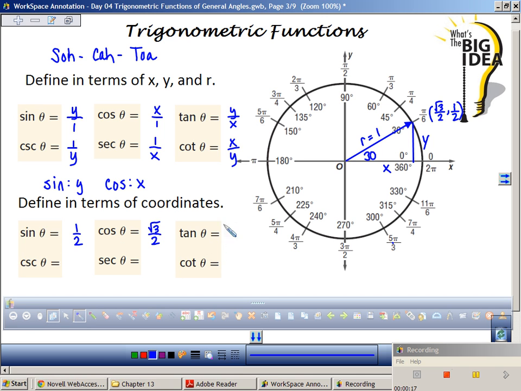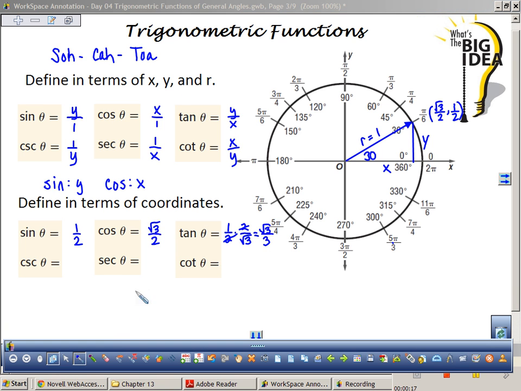Tangent is y over x, which would be, I'm going to skip a step here, 1 half divided by root 3 over 2, which would be 1 half times 2 over root 3, correct? But you can't have a square root in the denominator, so if you multiply top and bottom, the denominator, it would be root 3 over 3. Good. You're good Algebra 2 students. You should be able to do that.